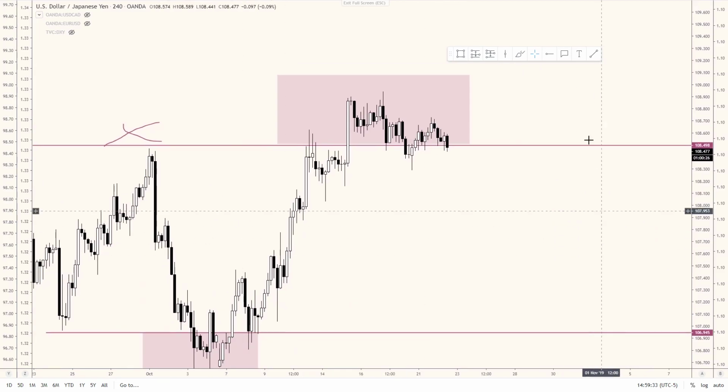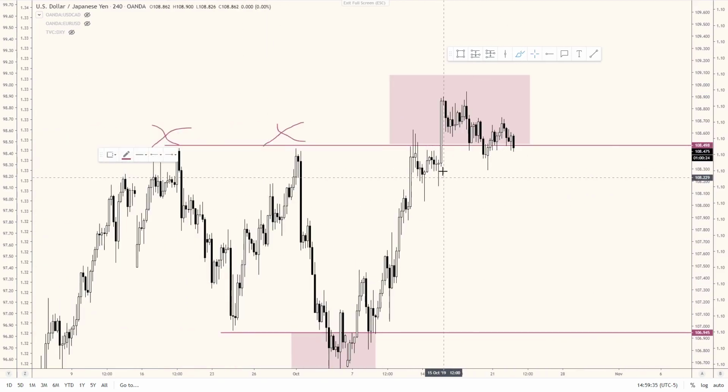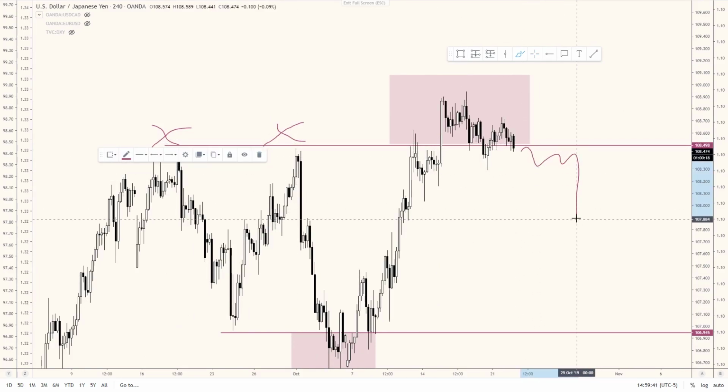So what I'm expecting now, considering we just drew the liquidity up here, is a nice little retrace, something like this, just down. I'm in a challenge account short right now, so I'm just expecting an inefficiency here to be filled.